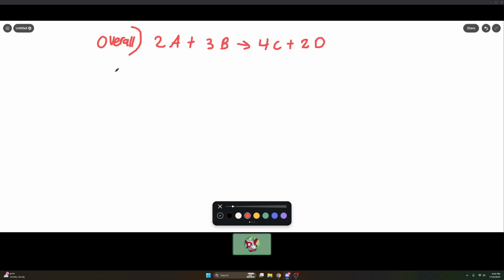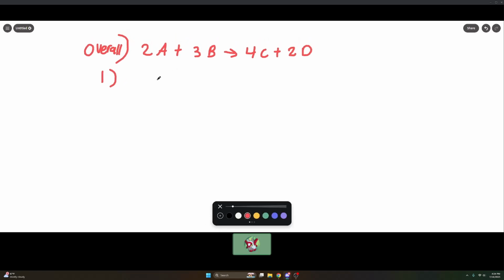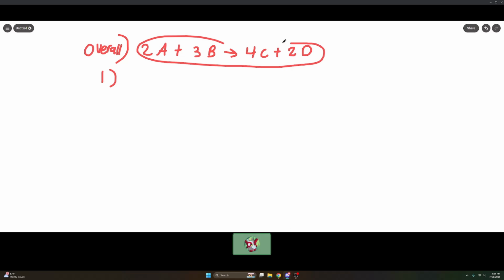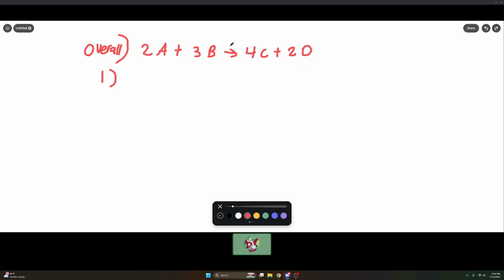What we talk about in this section of the unit is mechanisms. And that's that this reaction doesn't happen all in one go. It's not like I'm going to see 2A molecules and 3B molecules all at once smash into each other, explode in a nice bucket of confetti, and then I get 4C and 2D. That's not realistic. What ends up happening is that it is in pieces.